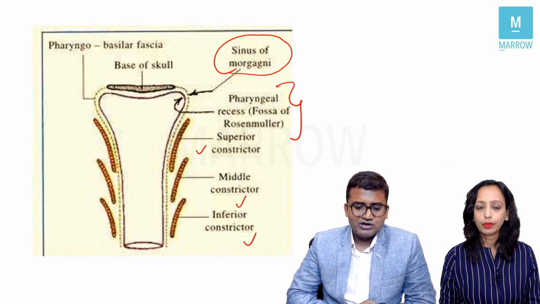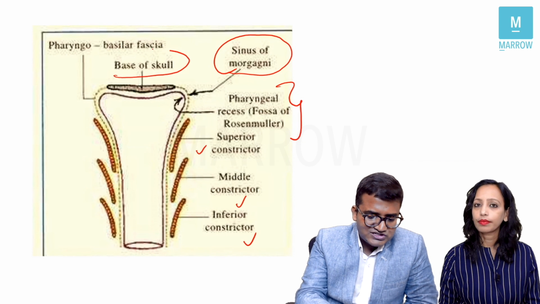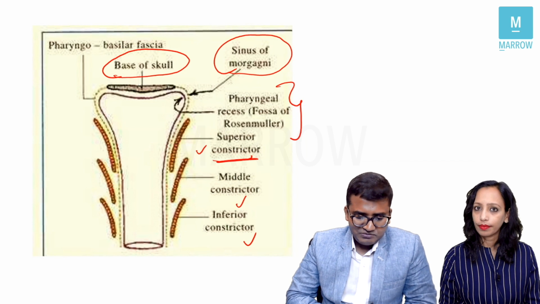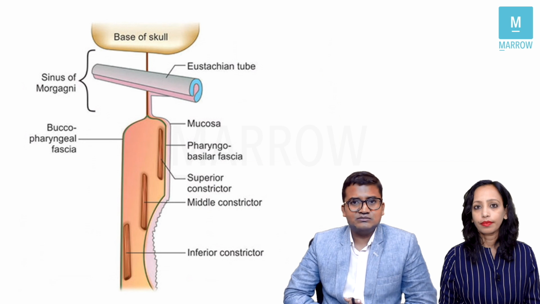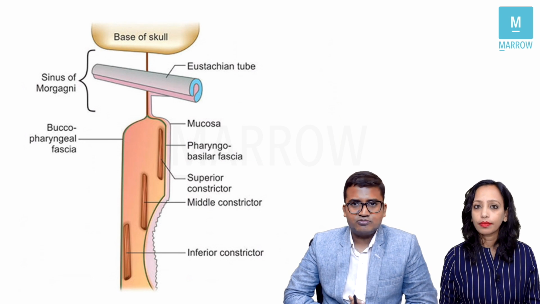Now, where is the sinus of Morgagni? The sinus of Morgagni is present between the base of the skull and the superior constrictor. We have a gap, and that gap is called the sinus of Morgagni. This gap transmits some important structures. What are the structures passing through the sinus of Morgagni?